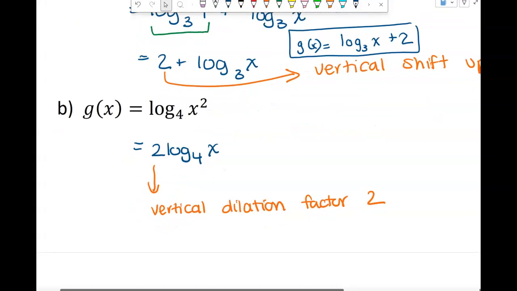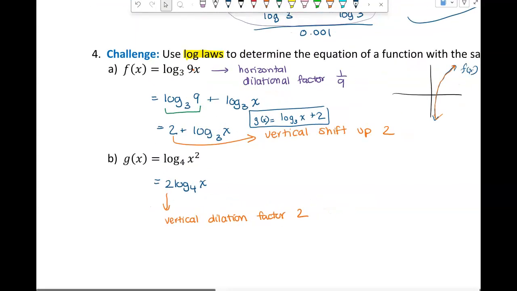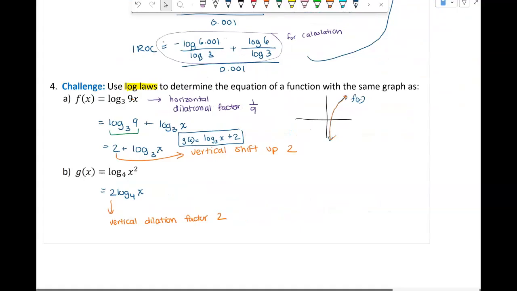Here I have been given the equation g at x is equal to log base 4 of x squared. Well, using laws of log, I can bring this exponent down. So if I bring that exponent down, that now is a different transformation, because now this is a vertical dilation by a factor of 2. All right. And that's what you're going to have to do.